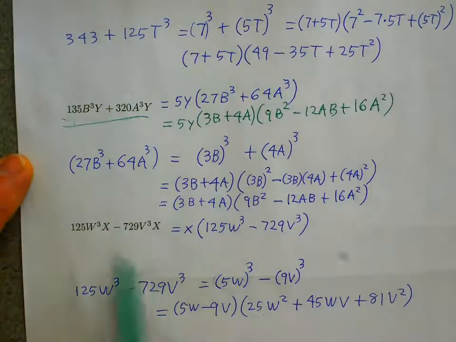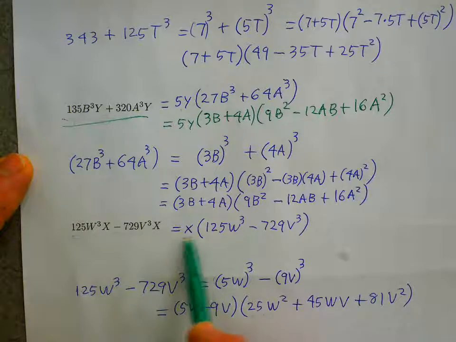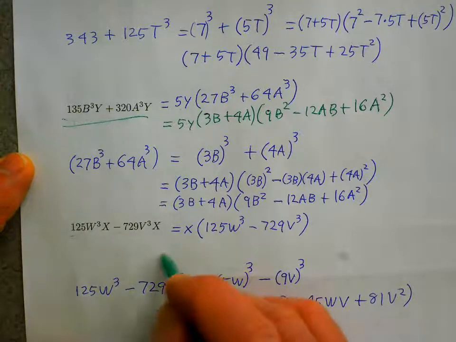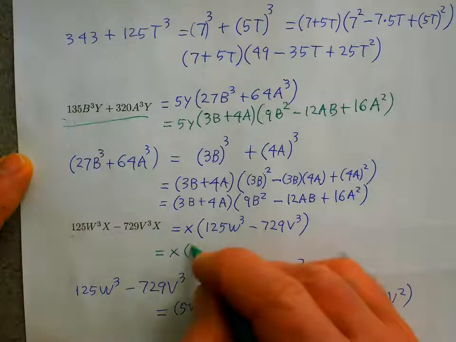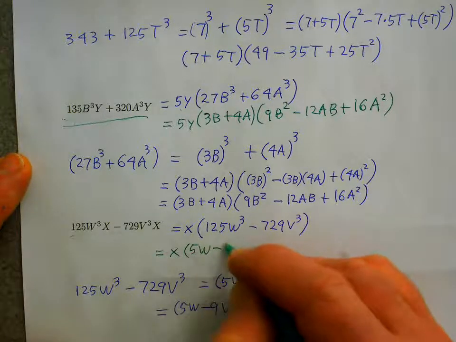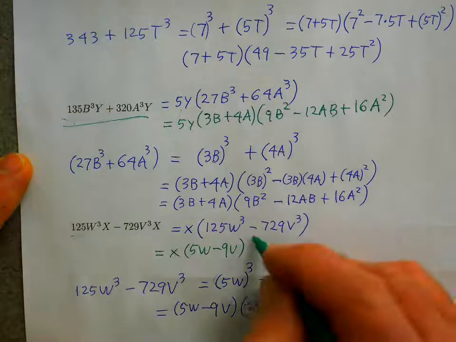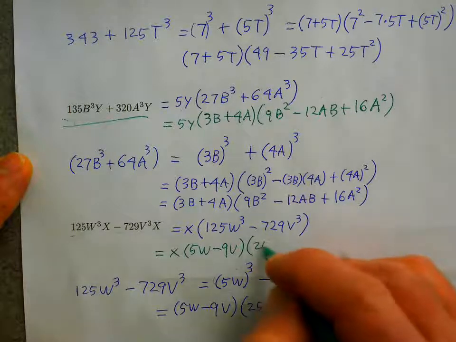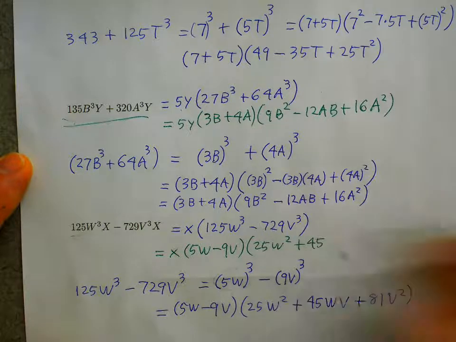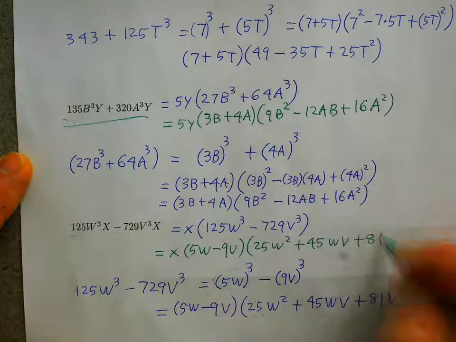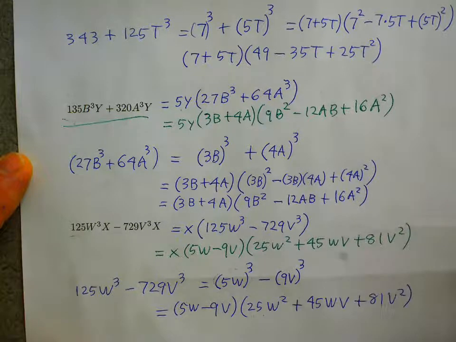So our complete factorization has to include x. So we rewrite that as x times this factorization, 5w minus 9v, and then the trinomial, 25w to the second, plus 45wv, plus 81v to the second.